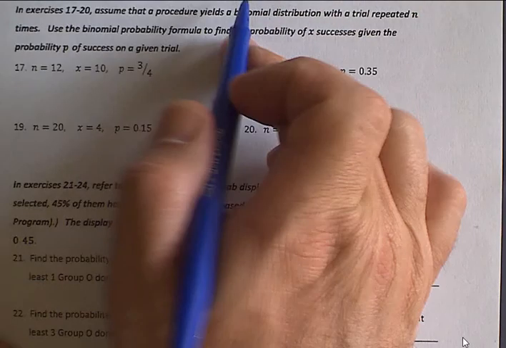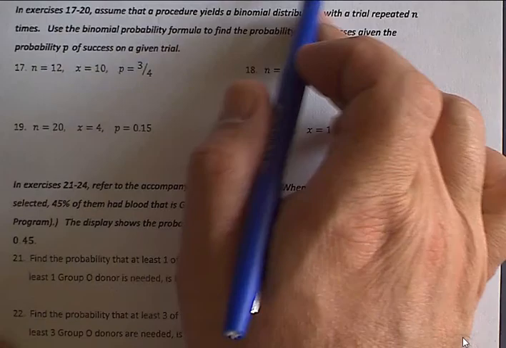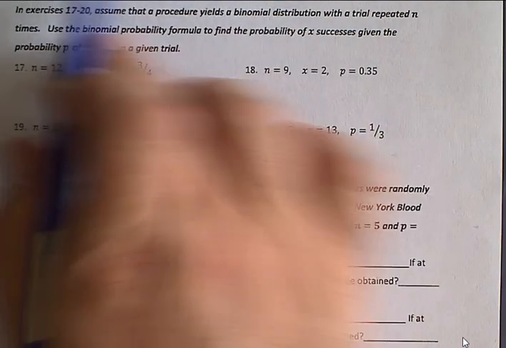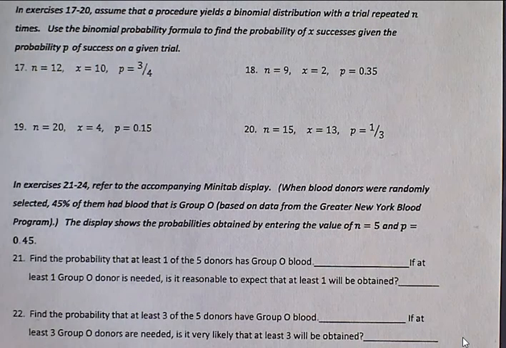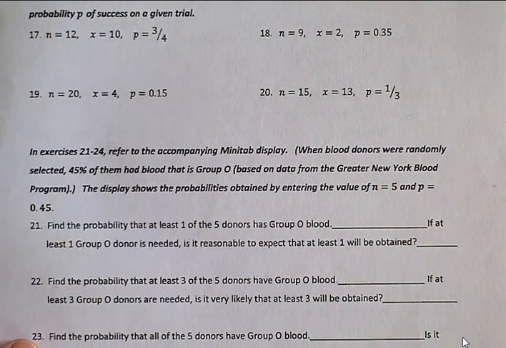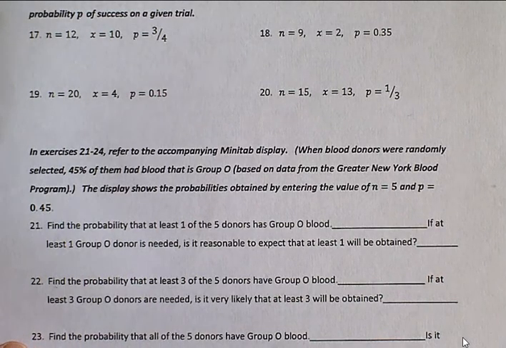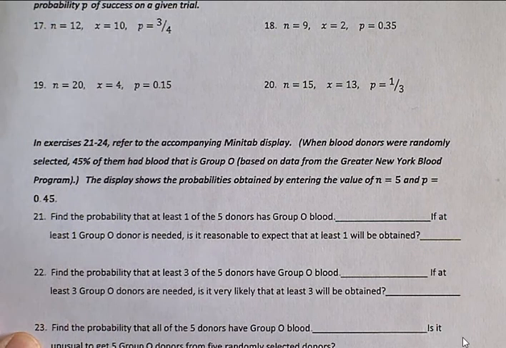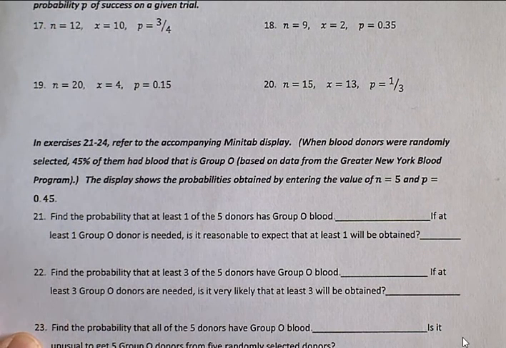Okay, the very first column has your n, second column has your X value, and then follow it over to where you get your specific value to find out what column you're in. Okay. On questions 17 through 20, they want you to use the probability formula.